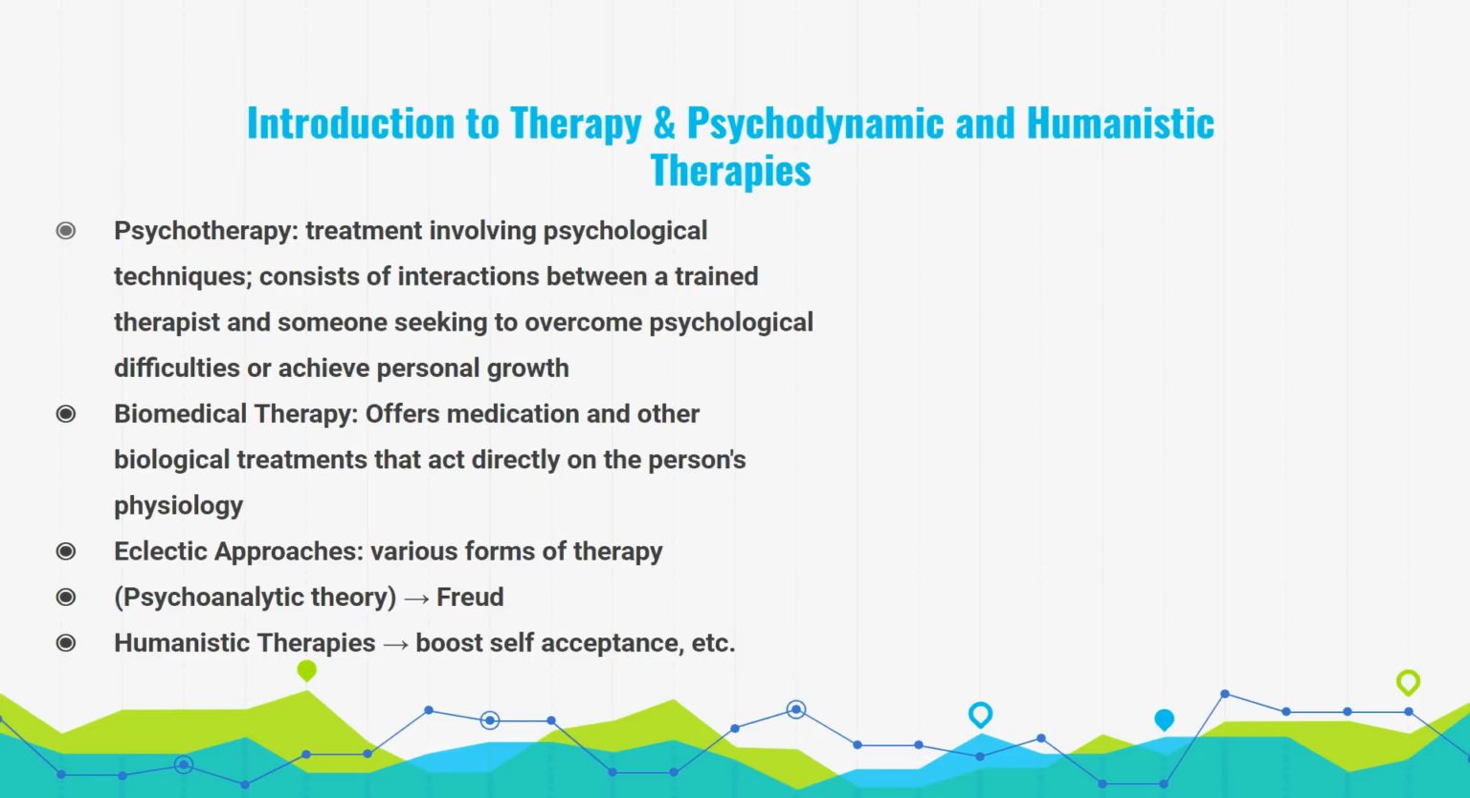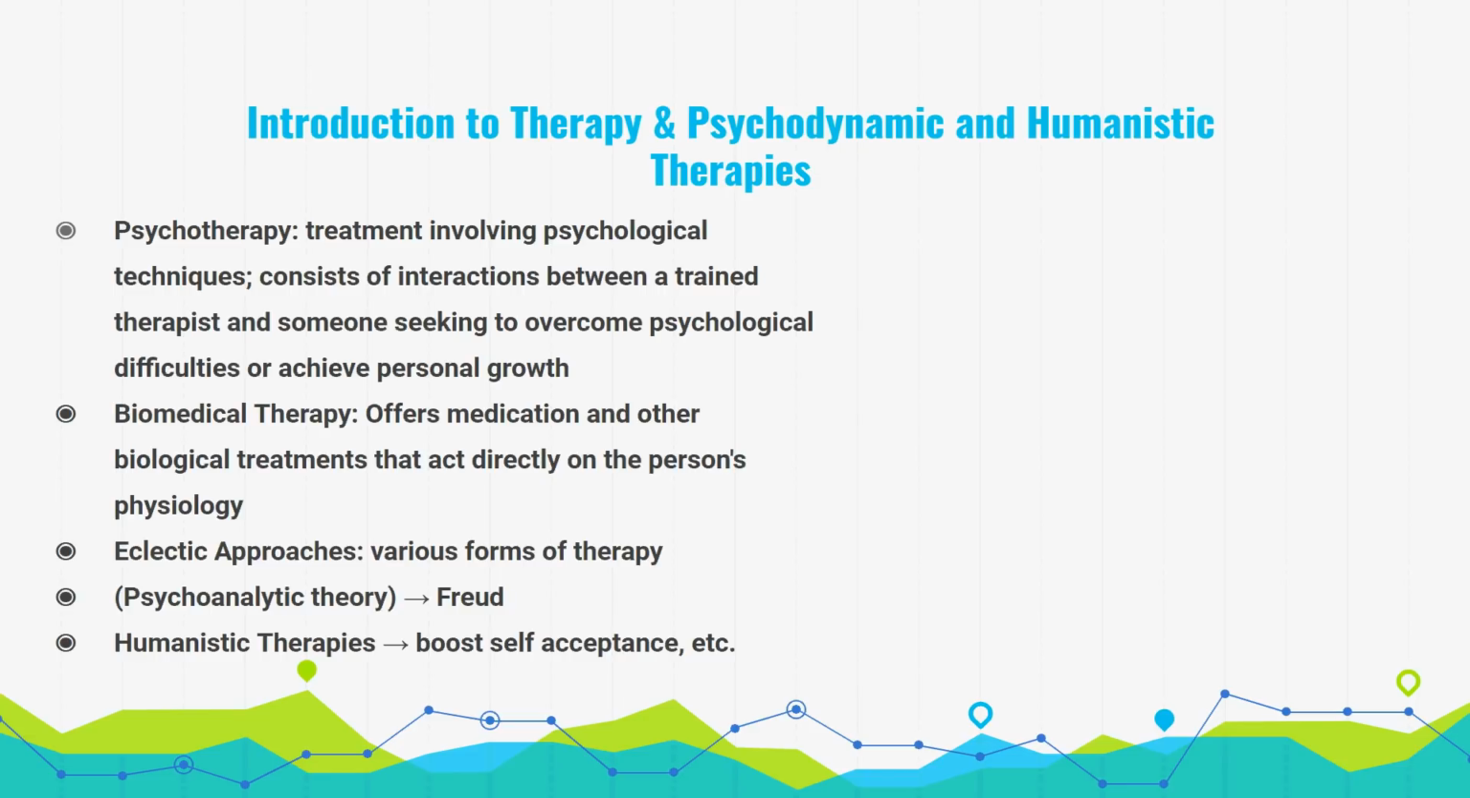So first, we have psychotherapy. Now remember, modern Western therapies are classified into 2 main categories, and we start with, of course, psychotherapy, which is treatment involving psychological techniques. This consists of interactions between a trained therapist and someone seeking to overcome psychological difficulties or achieve personal growth. The second modern Western therapy is biomedical therapy. This offers medication and other biological treatments that act directly on the person's physiology.